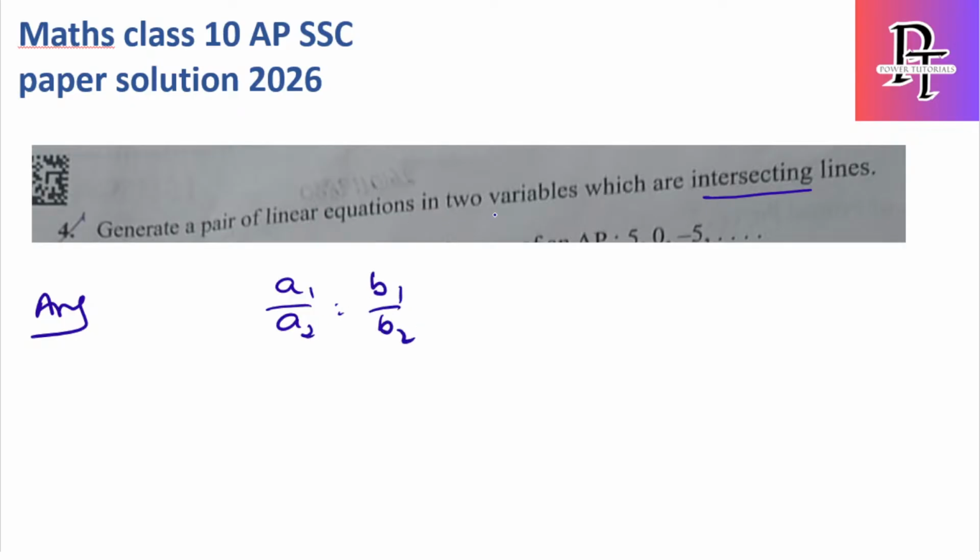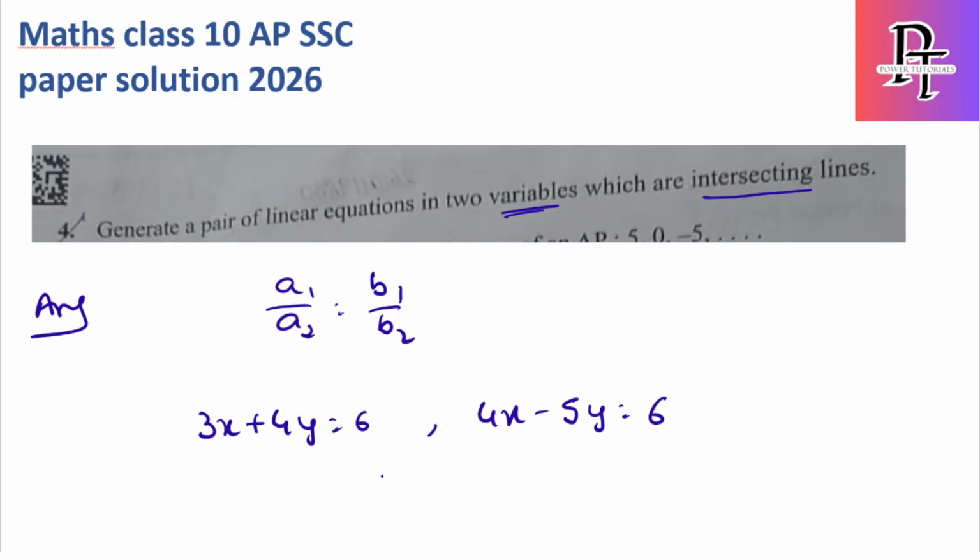And it is a pair of linear equations, two variables, so it should have both x and y in it. So for my convenience, I can write the equations as 3x plus 4y is equal to 6 is the first equation, and 4x minus 5y is equal to 6 is the second equation.